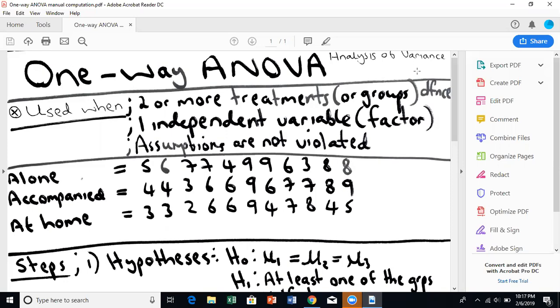So it's analysis of variance. Like I said, the t-test is also kind of variance. You compare the variance that we can explain and the variance that we cannot explain. ANOVA is used when we have 2 or more treatments or groups. So, same as the t-test, it tests for difference. There's one independent variable, and it's called a factor.